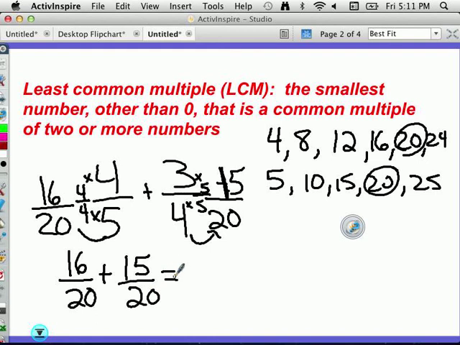Now again, whenever you are adding or subtracting fractions, you do not touch the denominator if they are alike. So we have 20. We're going to leave that alone. And we're going to add 15 plus 16, 31. My new fraction is 31 twentieths, which is also an improper fraction. However, we're going to save that for next video.